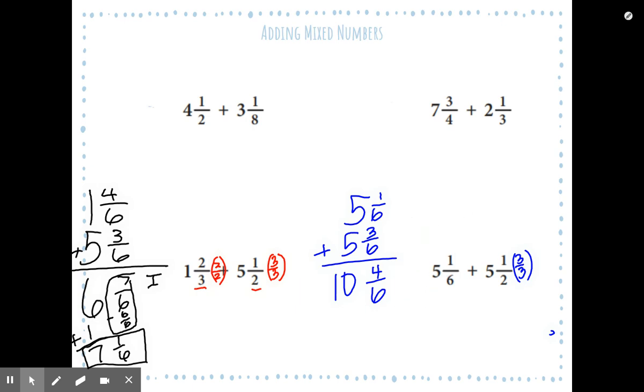I can simplify 4/6. In other words, that means I can take 4/6 and divide by a common factor of 2, and I get a new answer. I keep the 10, and I just have 2/3 left over. Okay, it wasn't improper. It was just a matter of that fraction not being its simplest form.